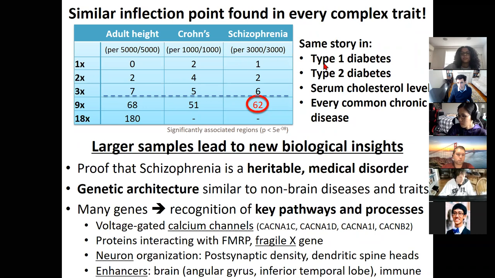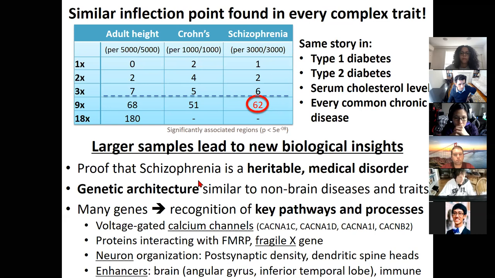The same story was found for type 1 diabetes, for type 2 diabetes, for serum cholesterol levels, for every common chronic disease. And the reason is that these traits are heritable and they have simply a large number of small effect sizes. So the genetic architecture of every one of those gives you some insights as to how many loci you would need to go and discover them. So for height, it was on the order of 5,000 individuals. As you start increasing, twofold, threefold, ninefold, suddenly you have discovery. For Crohn's, the scaling factor here is 1,000. For schizophrenia, it's 3,000. So you can see here the polygenicity is highest for height and then lower for schizophrenia and lowest for Crohn's disease.